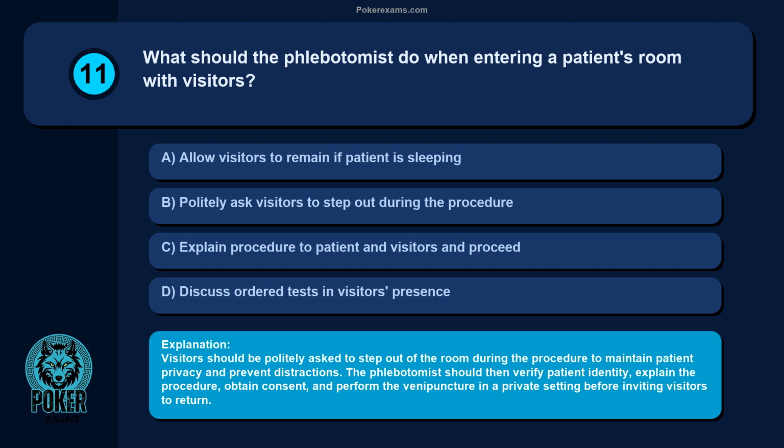Visitors should be politely asked to step out of the room during the procedure to maintain patient privacy and prevent distractions. The phlebotomist should then verify patient identity, explain the procedure, obtain consent, and perform the venipuncture in a private setting before inviting visitors to return.